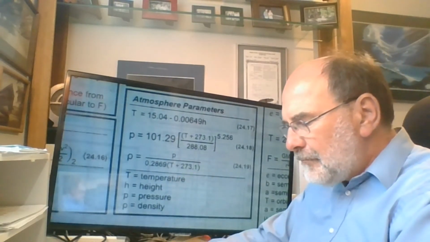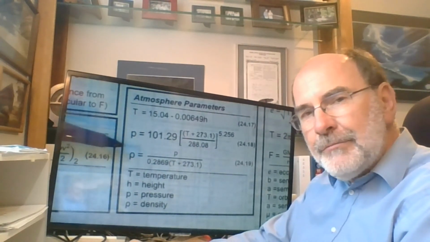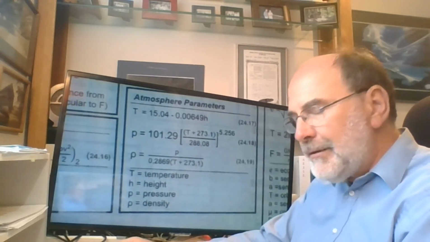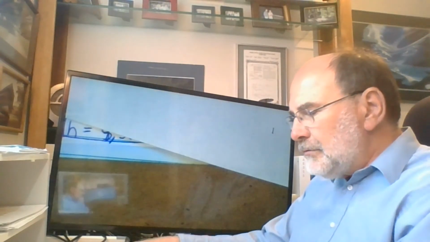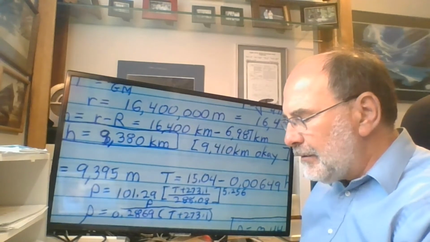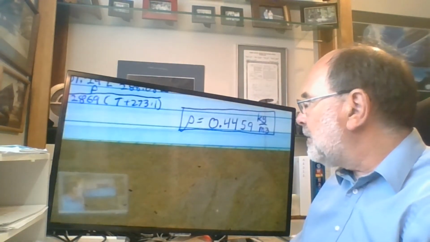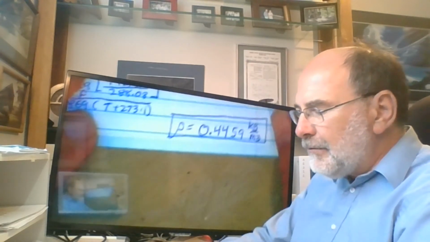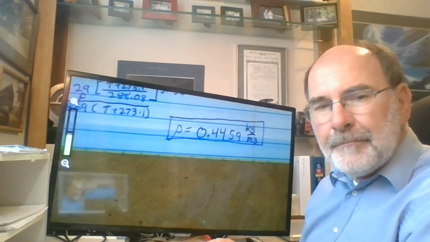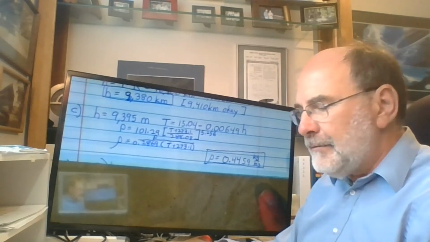Now, earlier in the school year, I challenged you aerospace students to write a computer program so that you don't have to do these three steps. During a quiz, you could just run the program. You should have done that, but either way, the result that you end up with should have been 0.4459 kilograms per cubic meter. All right, so that's the result I got for part C.